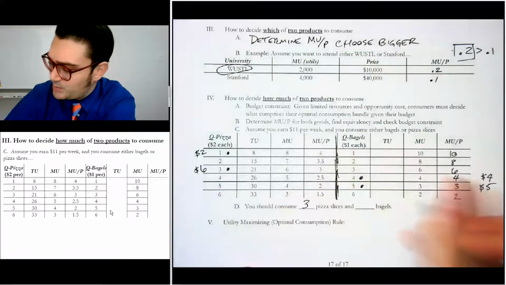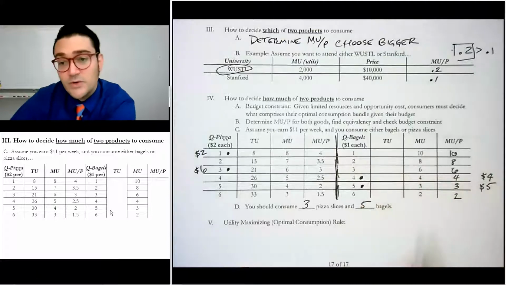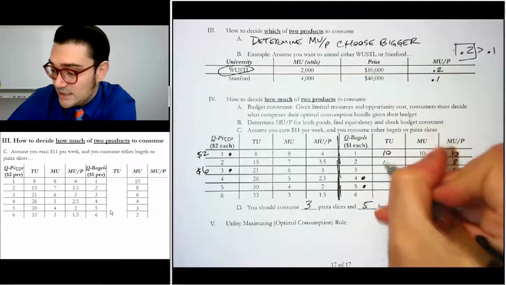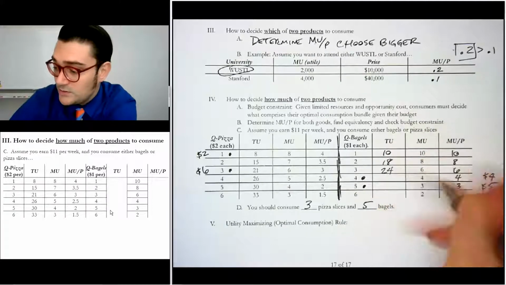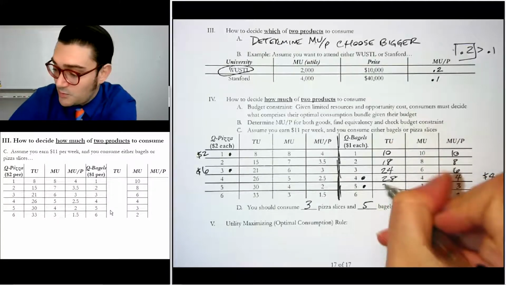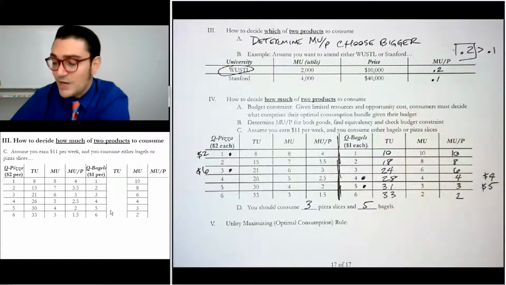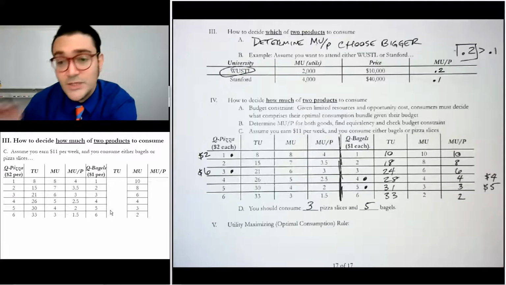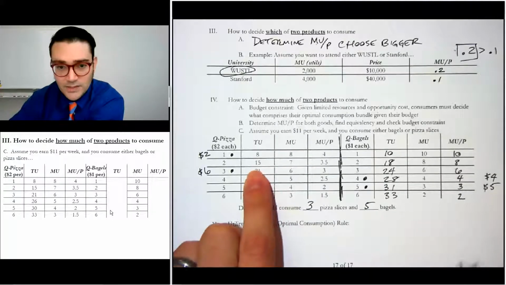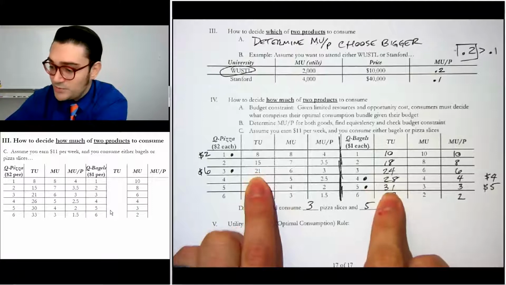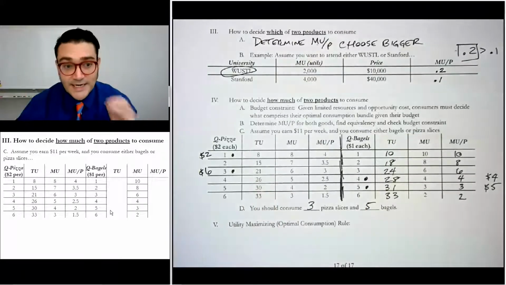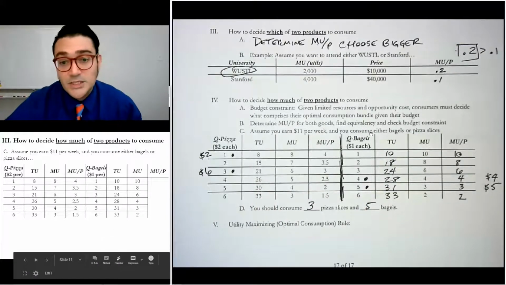3 pizzas and how many bagels? 5. Now, if you want to test it, let's go ahead and test it and see what's the total utility from these. 10, and then plus 8 is 18, plus 6 is 24, plus 4 is 28, 31, and 33. Now you can run through any other combination that uses all $11 and doesn't go over, and you will not get any greater utility than 21 plus 31, which would be 52. And you can test it out, right? You can play around with different combinations all you want. You will not end up with something greater than that because the utility maximizing rule is in play here.